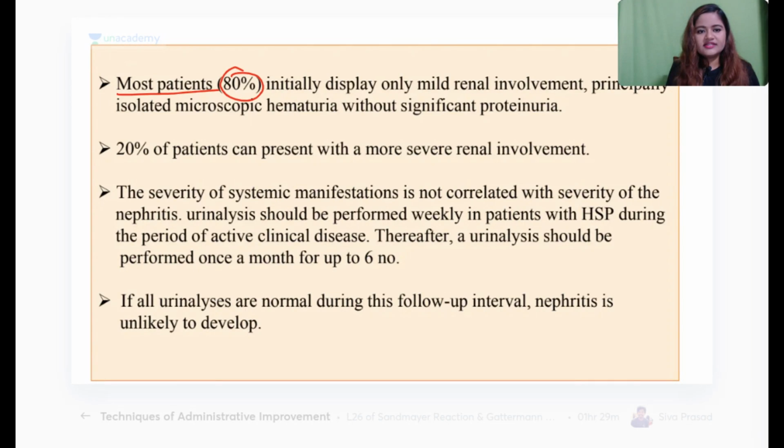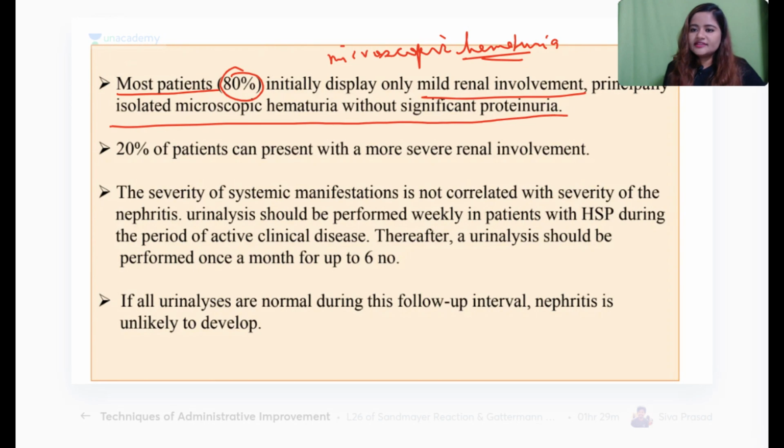Most of the patients, that is 80% of the patients, initially display only mild renal involvement. Principally, you will not be able to detect HSP most of the time because they can have simple microscopic hematuria. So if the patient has only microscopic hematuria, you will not be able to detect the patient with HSP. Many times the insult has already occurred, the sclerosis and the damage to the kidney has already started, but they can present only with microscopic hematuria.